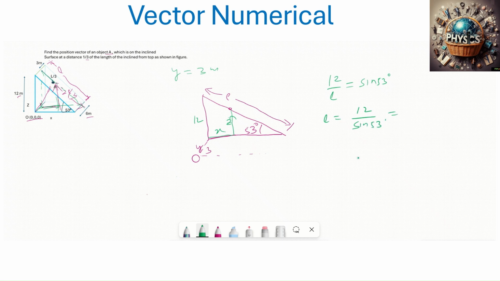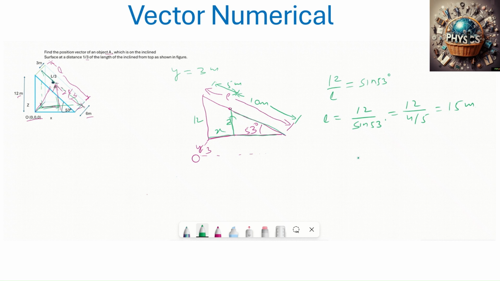and then we get it, sine 53 is 4 by 5, so 12 by 4 by 5, and we get 15 meter. So this means that this part till here it is L by 3, nothing but 5 meter, and from here to here it is 10 meter. As simple as that. So now once we find out this, now we can consider this triangle.